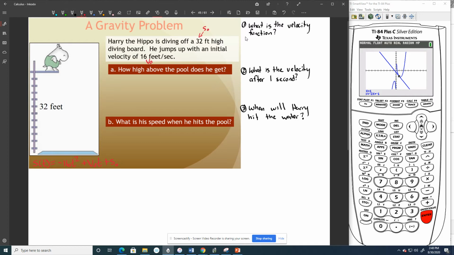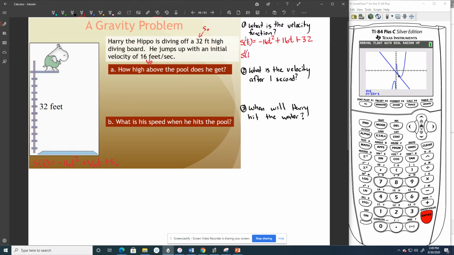And before we do A and B, I want to look at a couple questions here. What is my velocity function? Well, my S function, my position function, is negative 16 t squared plus my initial velocity, which is 16, times time, plus my height, my S naught, which is 32. So that's my position function. At any point in time, I can plug in a number of seconds and figure out where Harry the Hippo is at in his dive into the pool.